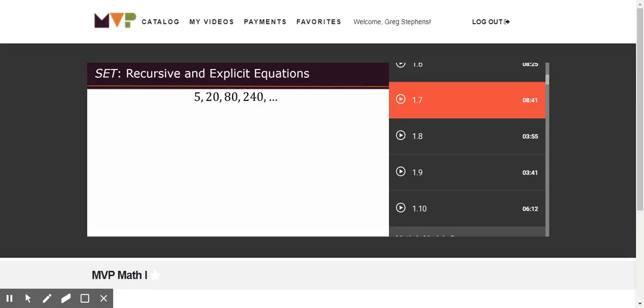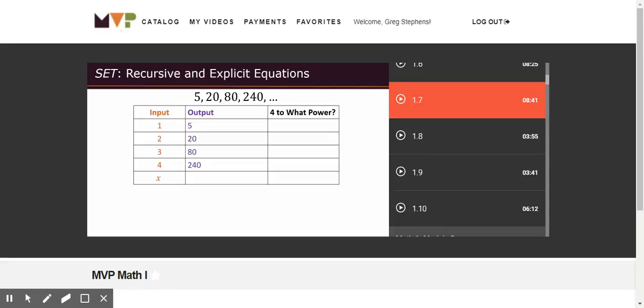Let's do another example. This sequence could be rewritten in the following table. Term 1 gives us an output of 5, term 2 gives us an output of 20, or 5 times 4, term 3 gives us an output of 80, or 5 times 4 times 4, term 4 gives us an output of 240, or 5 times 4 times 4 times 4.